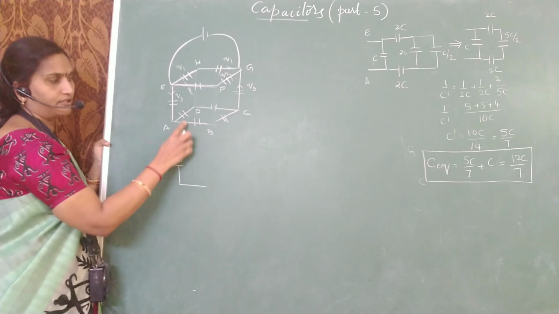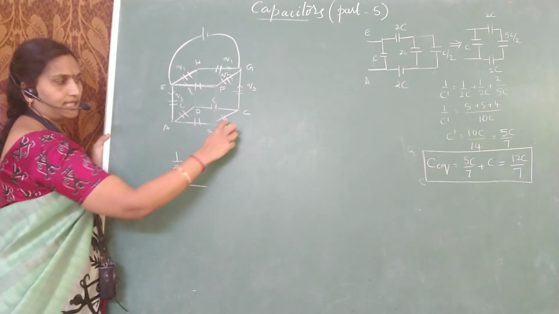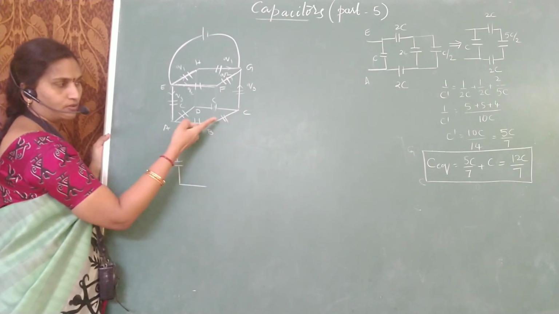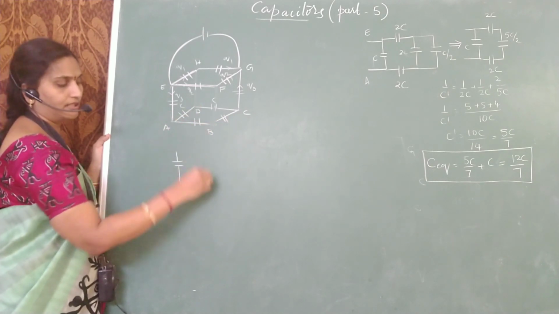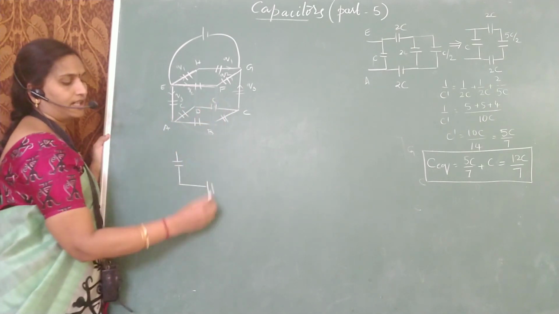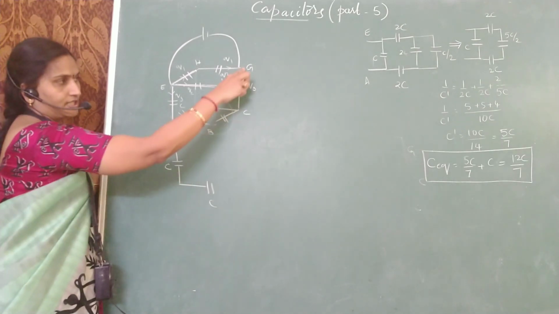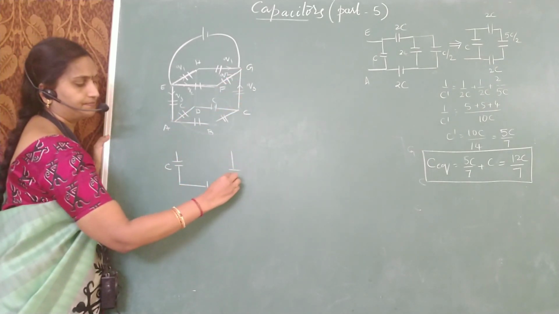Okay, if I reduce it here itself, see, C and C in series will become C by 2. C and C in series will become C by 2. C by 2 and C by 2 in parallel, you will get C. That means this square part has been reduced to C. Vertical C, I have kept as it is. Similarly, here you have one more C.